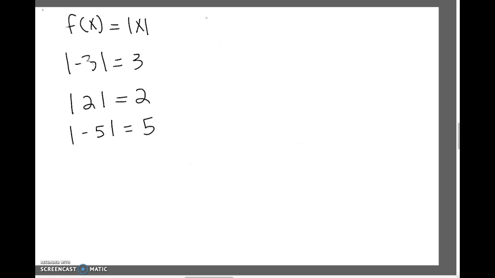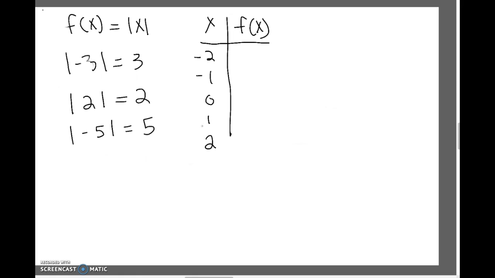As before, I will make a table with 2 columns, x and f of x, with the values -2, -1, 0, 1, and 2. Now we need to look at the corresponding outputs for these x values. The absolute value of -2 is 2. The absolute value of -1 is 1. 0 goes to 0. 1 goes to 1. And 2 will go to 2.